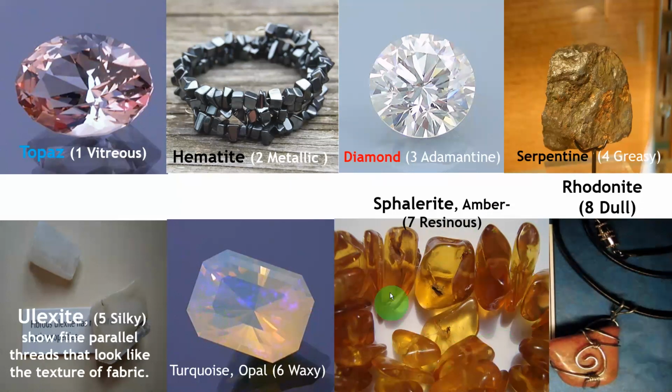I asked what stones are like this? It is amber. See, inside the amber there are mosquitoes or some insects. The stone is sphalerite or amber. Both are giving resinous luster. This is dull luster, rhodonite. Now you can understand vitreous, metallic, adamantine, greasy, silky, waxy, resinous, and dull. Remember, you better write these down.